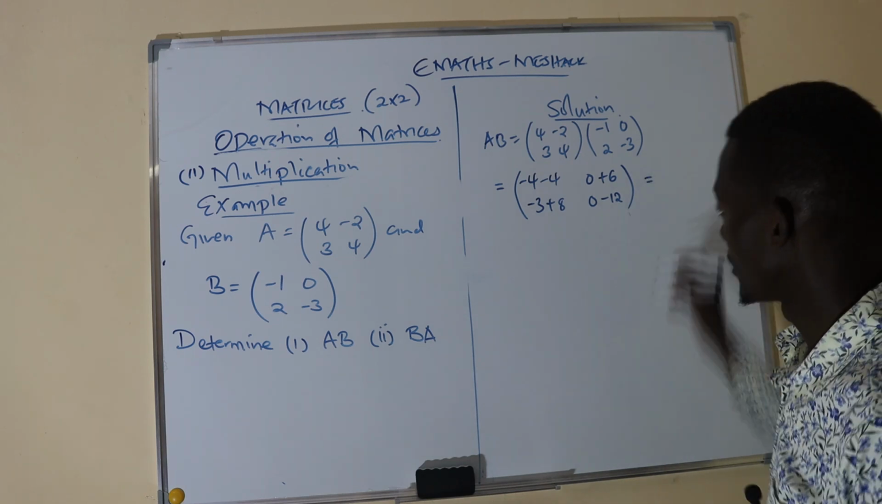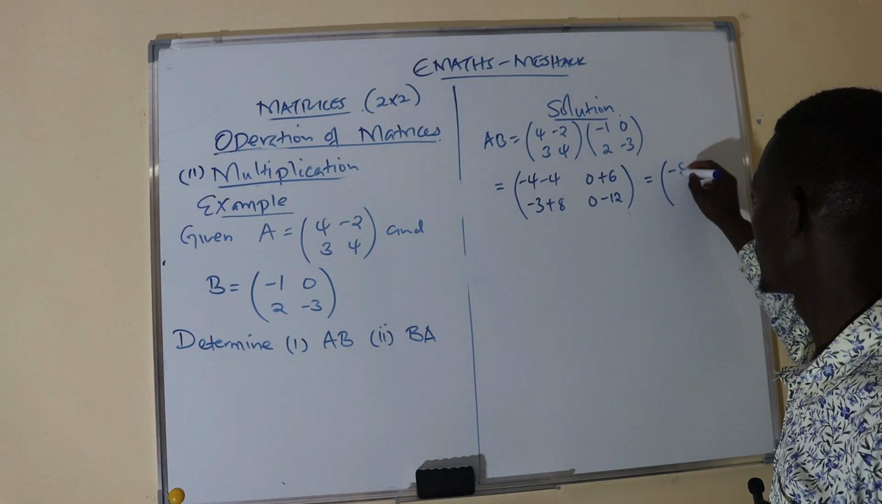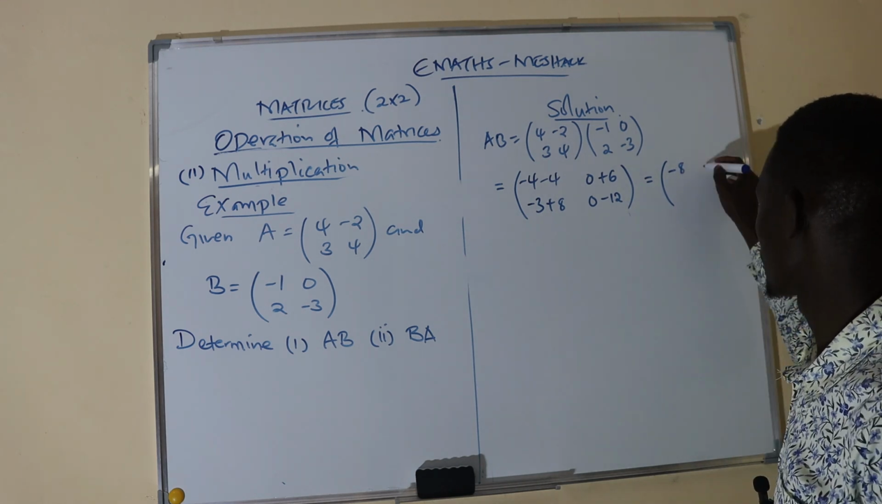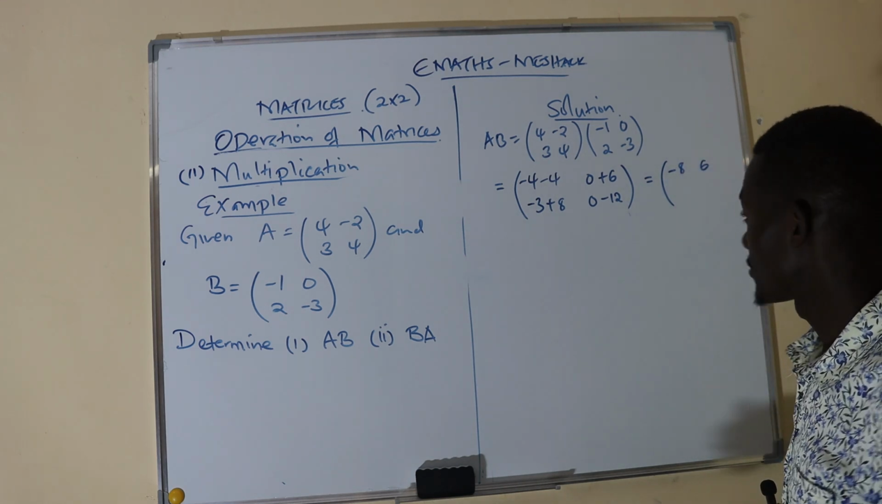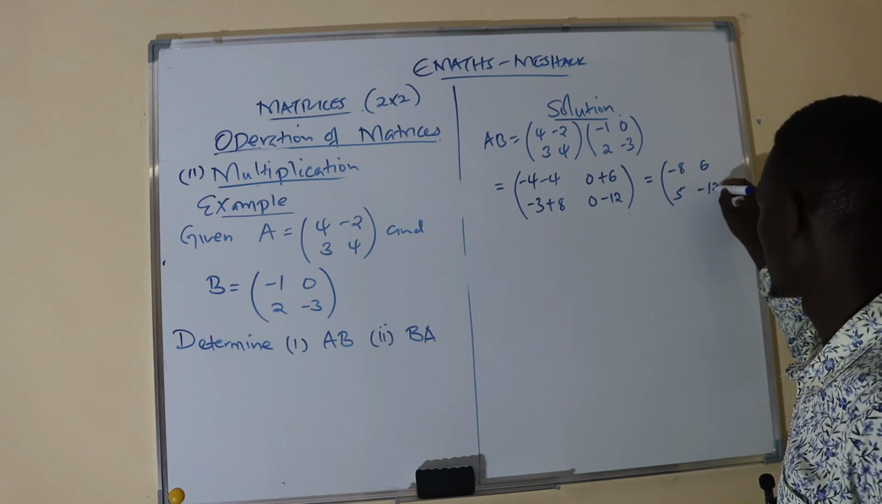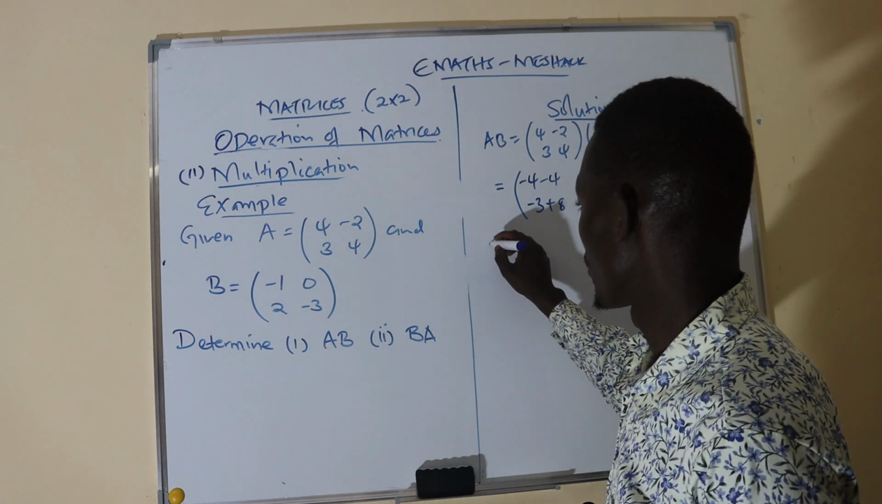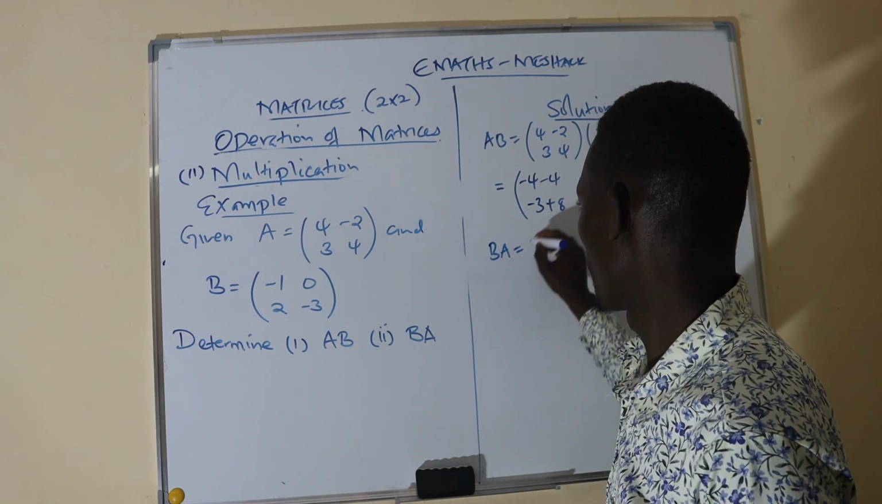Okay, now we can add them. Negative 4 plus negative 4 gives us negative 8. 0 plus 6 gives us 6. Negative 3 plus 8 gives us 5. 0 minus 12 gives us negative 12. And that is the outcome of A multiplied by B. Now let's come to BA.